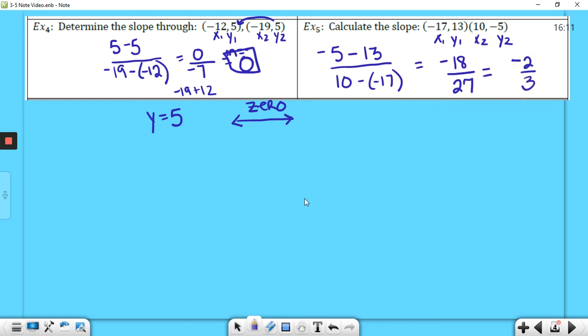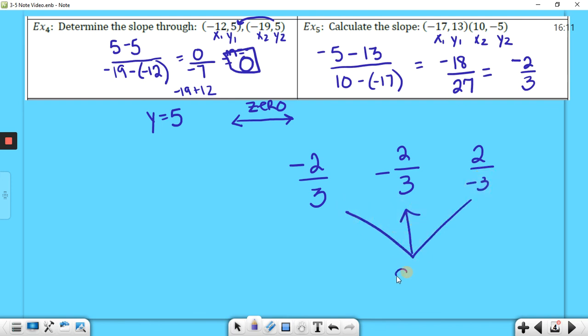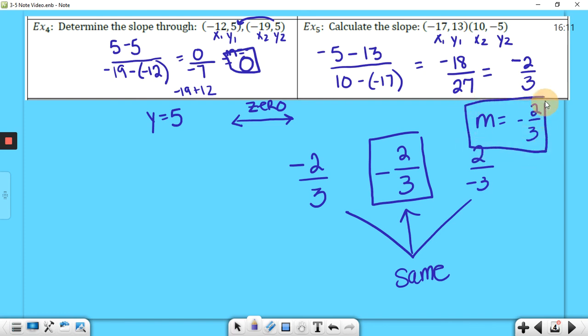Something I want to point out to you real quickly: the negative for that could be on the top, in the middle, or on the bottom. All three of these numbers are the same. They all represent negative 2/3 because there's one negative on the number. This is the most common way you see it written. So m is negative 2/3. That concludes the lesson on calculating slope from two ordered pairs.